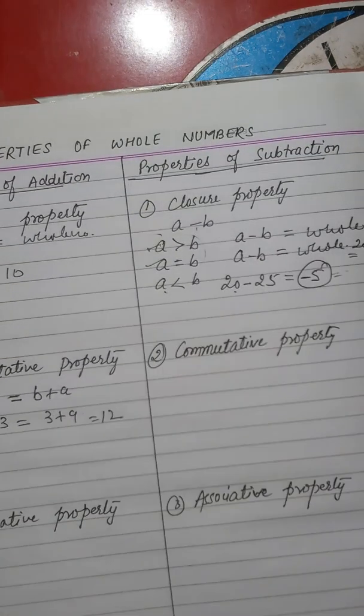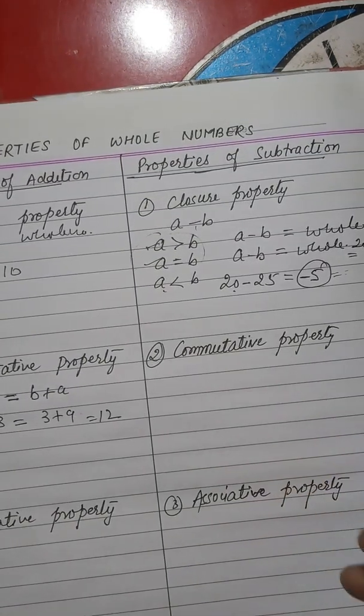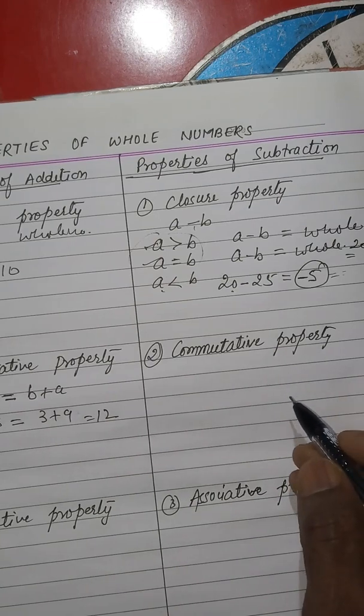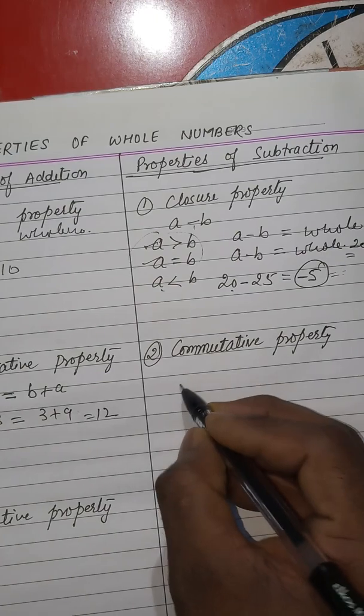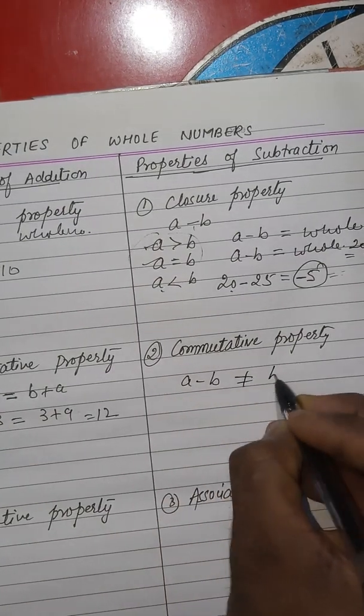In terms of the commutative property in subtraction, if the two whole numbers are A and B, then in general A minus B is not equal to B minus A.